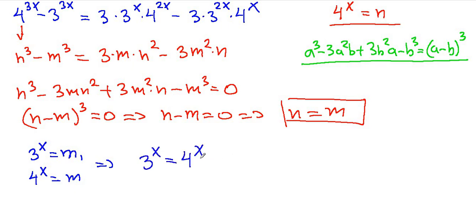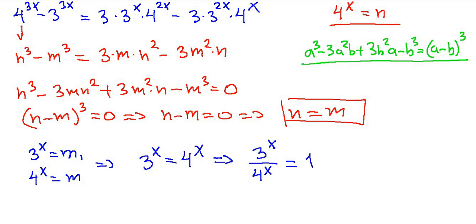Now, how to solve this last exponential equation? To solve this, we have to divide both sides by 4 to the power of x or 3 to the power of x. It's up to you. In my case, let me divide both sides by 4 to the power of x. Then this equation is equivalent to 3 to the power of x divided by 4 to the power of x, and the right hand side is 1.